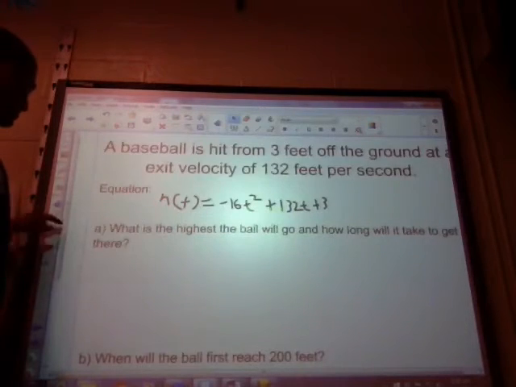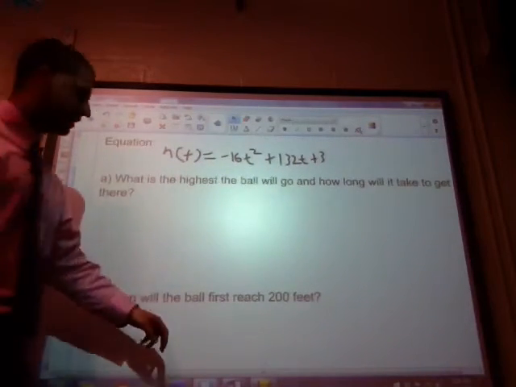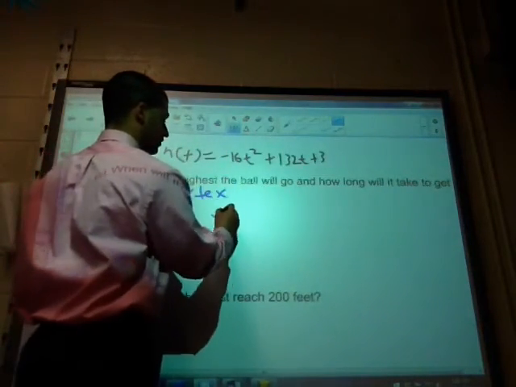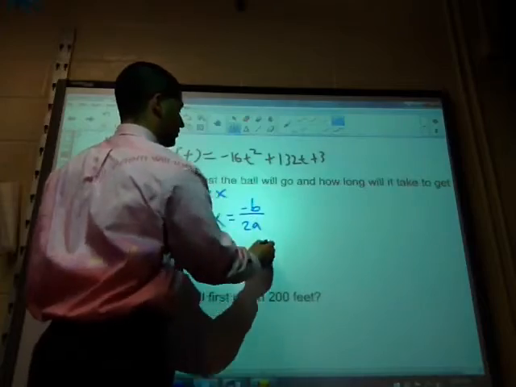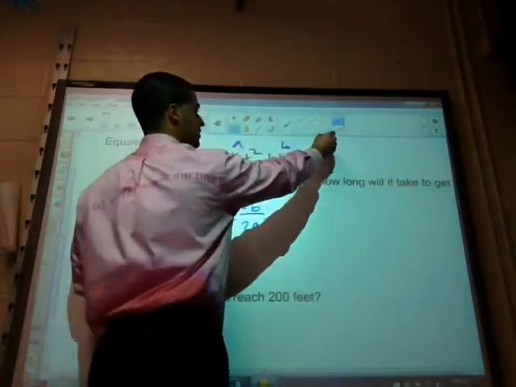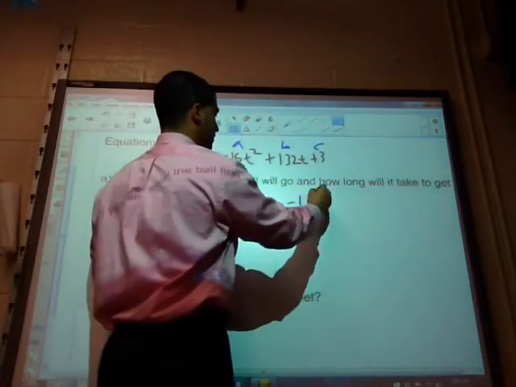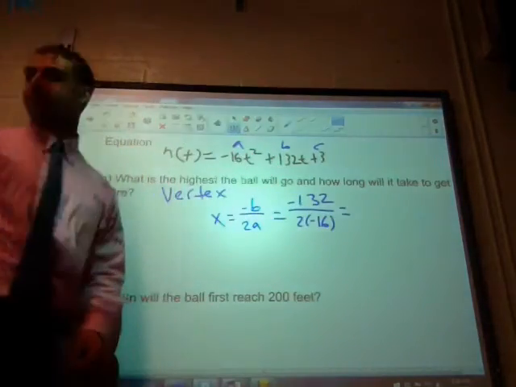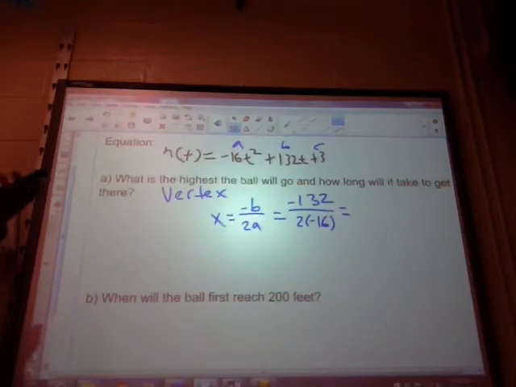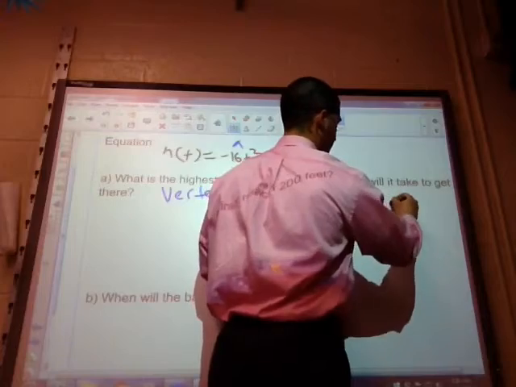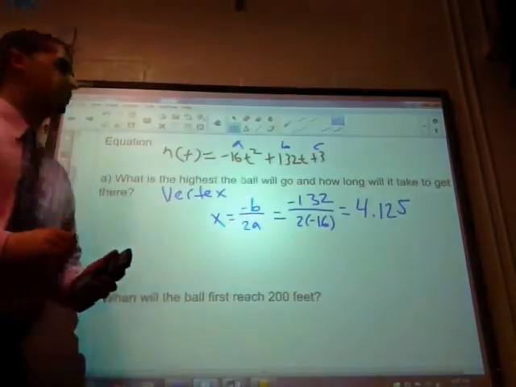So we have this equation, and now when we want to find the highest point, we got to use the vertex formula. So B is 132, A is negative 16, C is 3, so we have negative 132 over 2 times negative 16, which will give us 4.125. So that's how long in seconds it will take to reach its highest point.